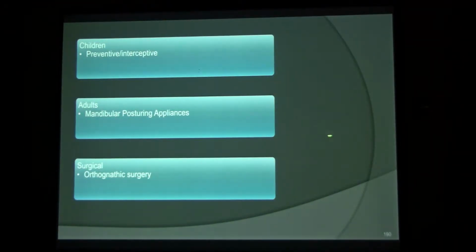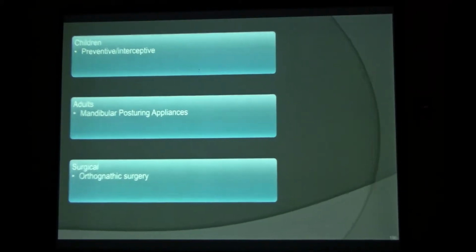In children, we can prevent it today. In adults, we can treat it with mandibular posturing devices or CPAP, and surgically, we can completely eliminate it using orthognathic surgery. In the orthognathic literature, as you look at the efficacy of orthognathics, it's in the range of 90+, sometimes even up to 96% successful.